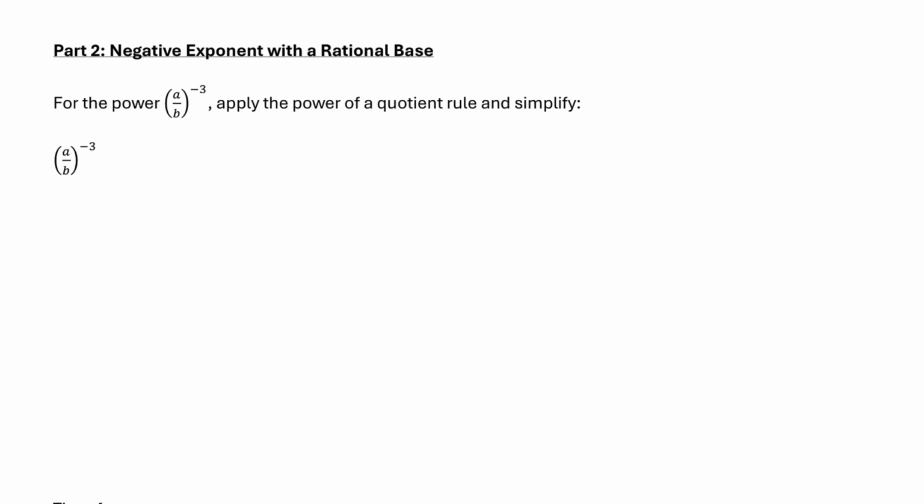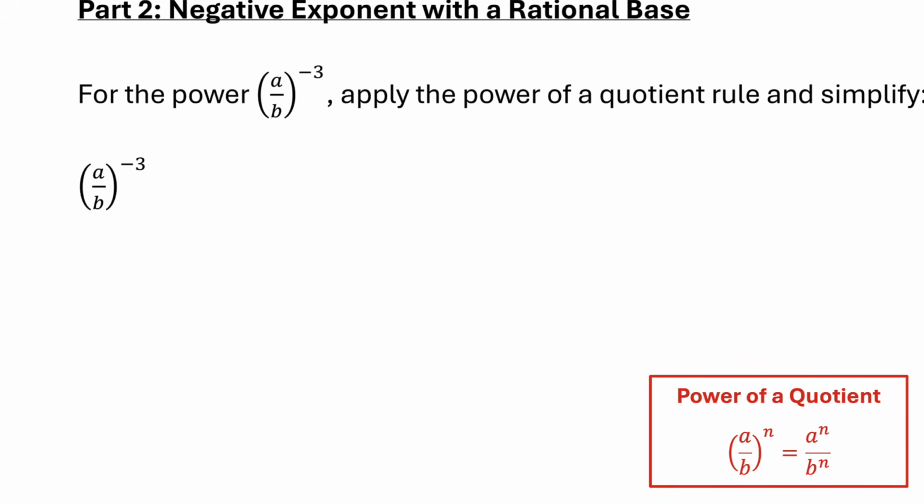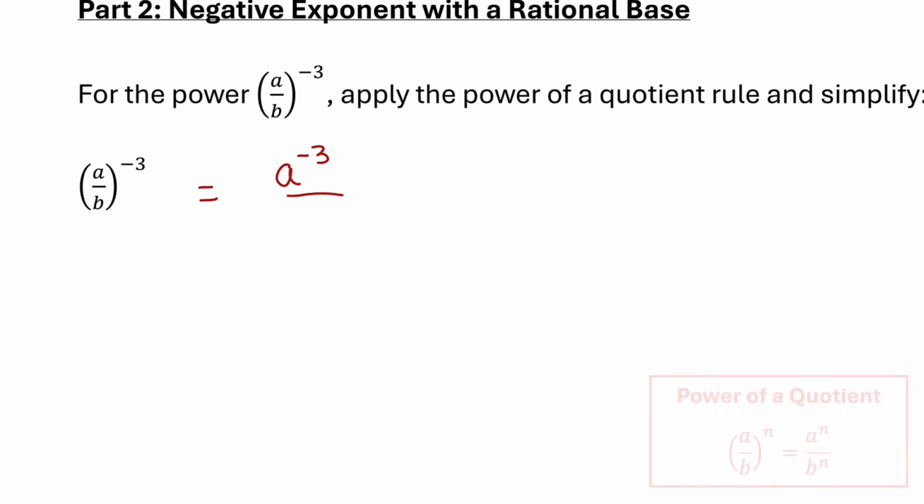We'll learn a little bit of a shortcut. So for this power here, a over b to the power of negative 3, if we apply the power of a quotient rule, I know this exponent of negative 3 has to be applied to both the a and the b, making this equal to a to the negative 3 over b to the negative 3.